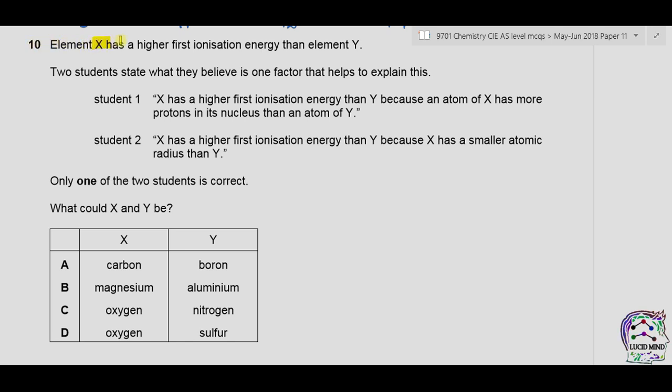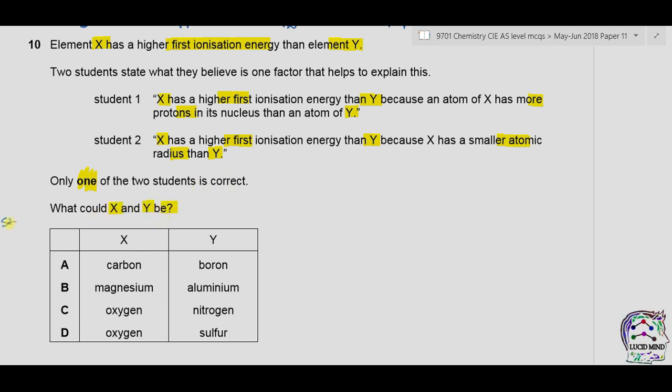Question 10. Element X has higher first ionization energy than element Y. Two students state what they believe is one factor that helps to explain this. Student 1 says that X has higher first ionization energy than Y because an atom of X has more protons in its nucleus than an atom of Y. Student 2 says that X has higher first ionization energy than Y because X has smaller atomic radius than Y. Only one of the students is correct. What could X and Y be?